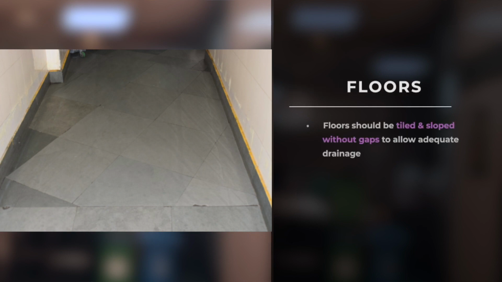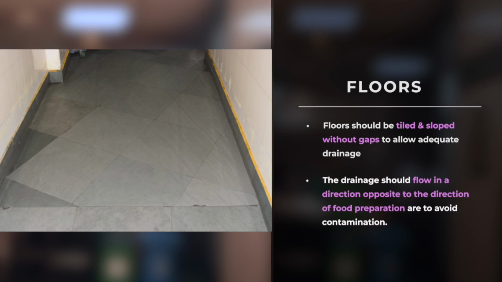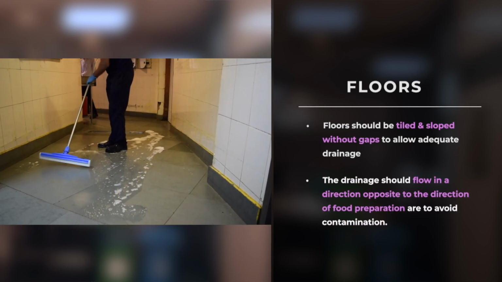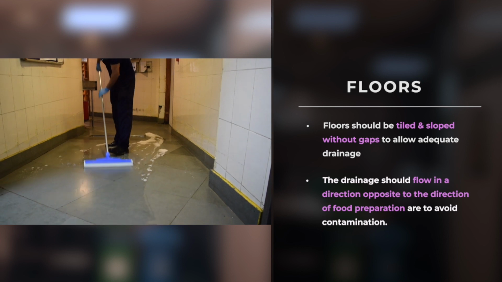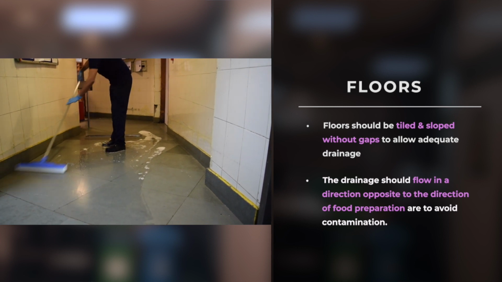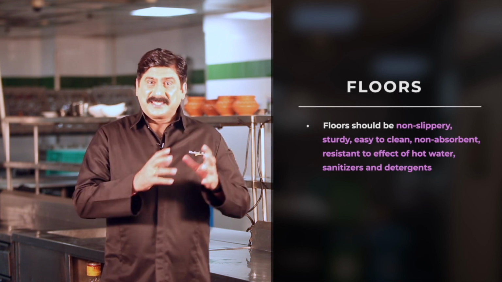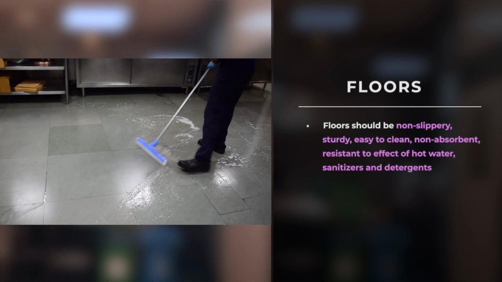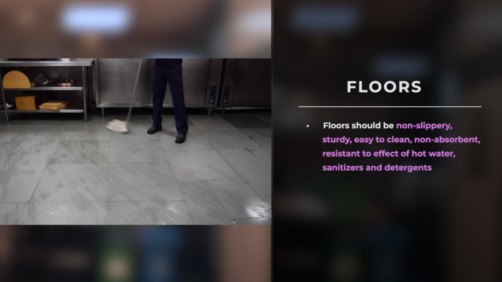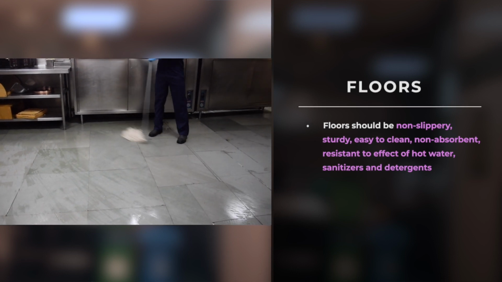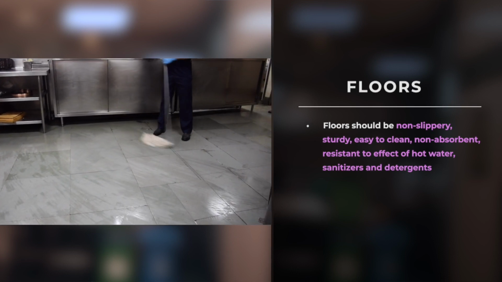Floors should be tiled and sloped without gaps to allow adequate drainage. The drainage should flow in a direction opposite to the direction of the food preparation area to avoid contamination. Floors should be non-slippery, sturdy, easy to clean, non-absorbent, resistant to effect of hot water, sanitizers and detergents.